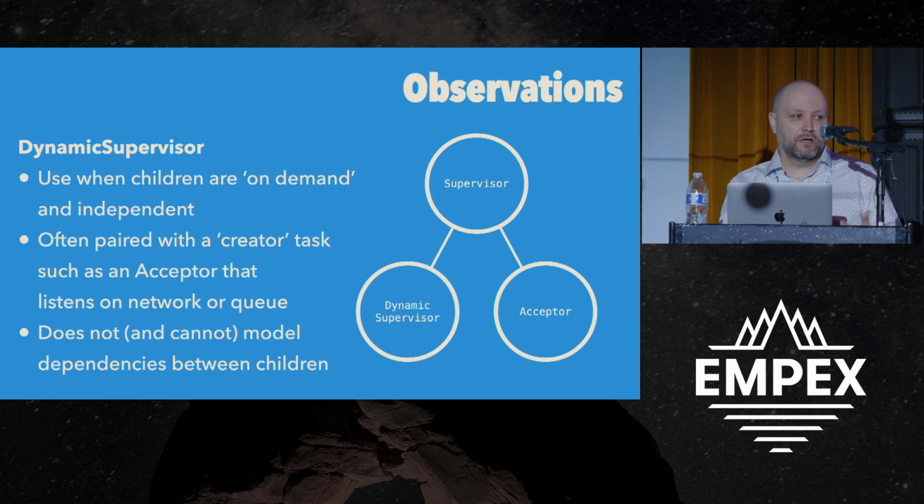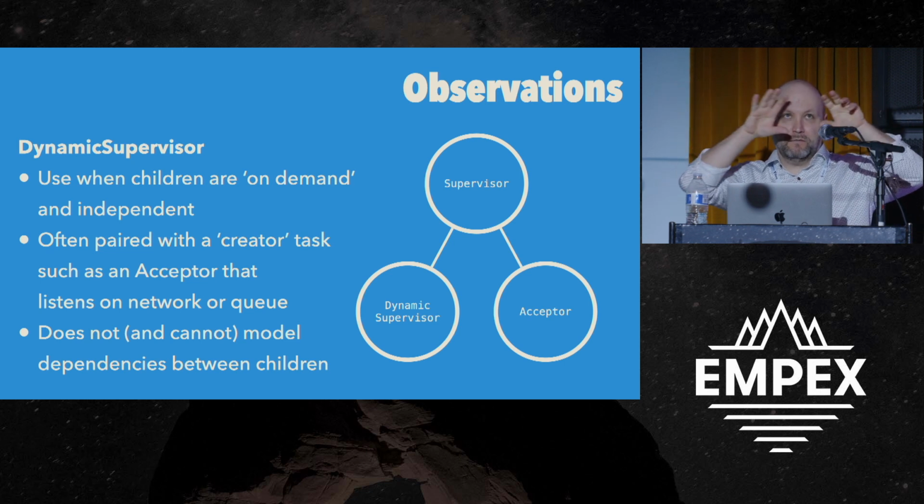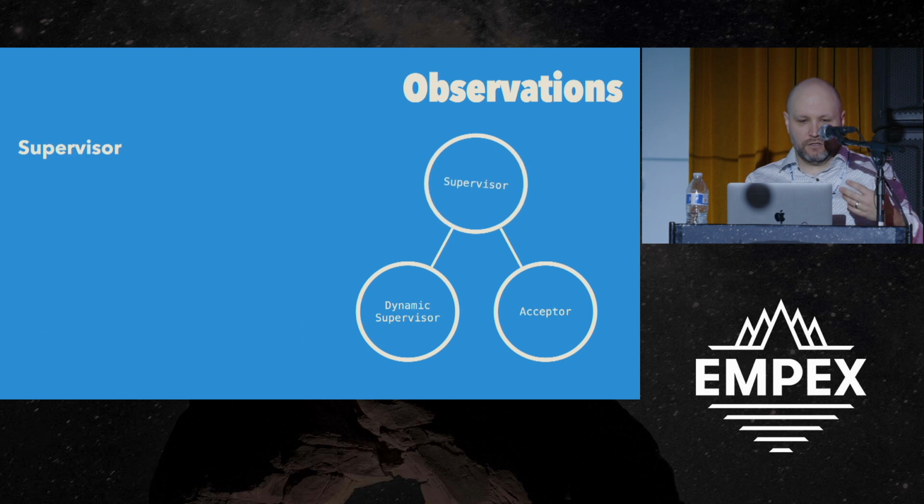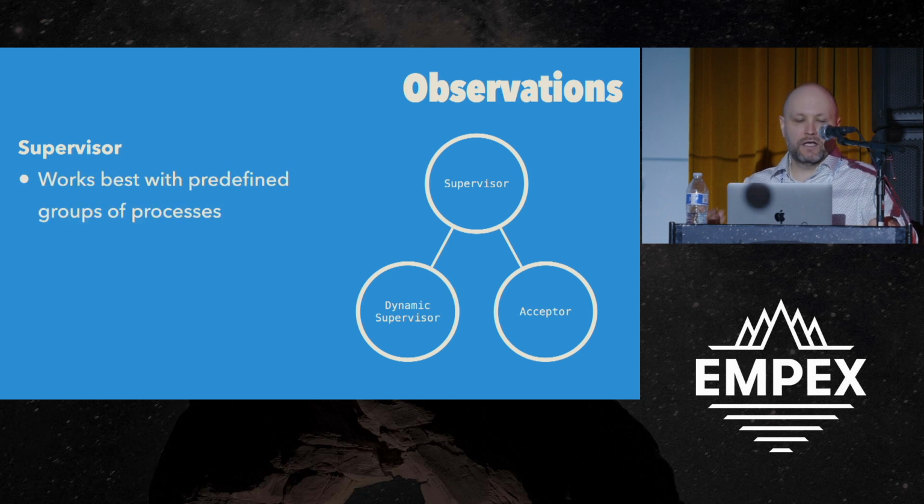And they actually are not capable of managing dependencies between their children, right? The whole point of dynamic supervisors is that they manage their children in complete isolation from each other. In contrast, supervisors are all about managing the dependencies between their child processes. That's what they do best. And so they work best when you have a set of supervised processes that you know about up front, and you're able to define what those dependencies are between them.